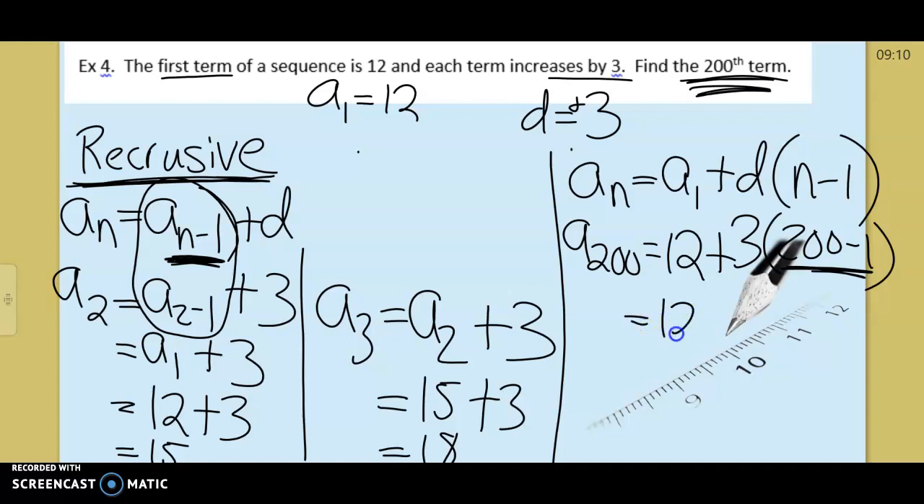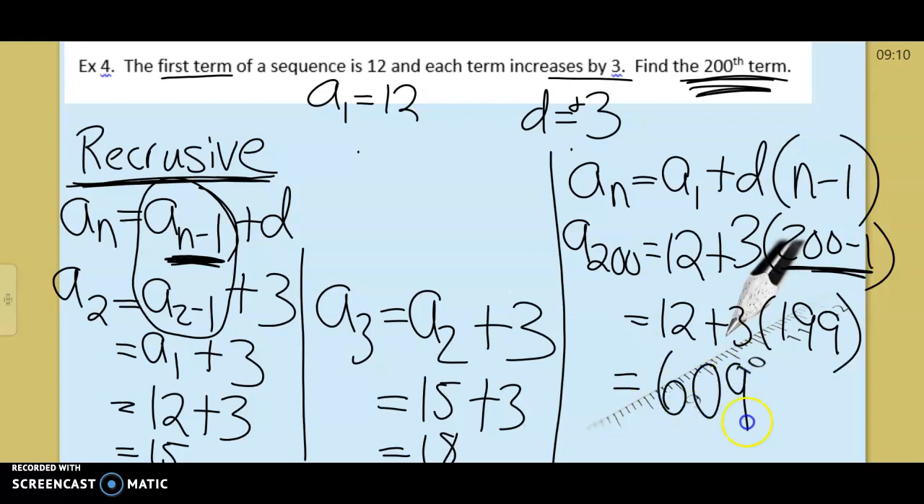So 12 plus 3, 199 times. I'm just going to go right to the calculator. I've already done this. The number that you would be looking for is 609. Okay, so there you have it.